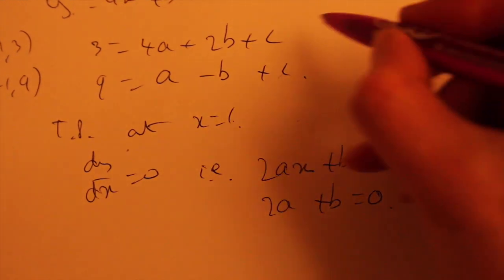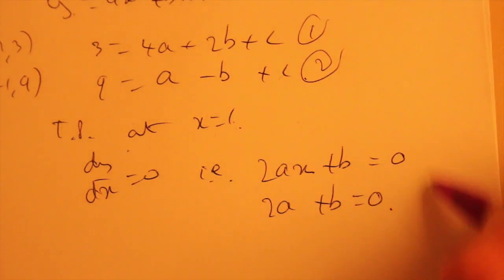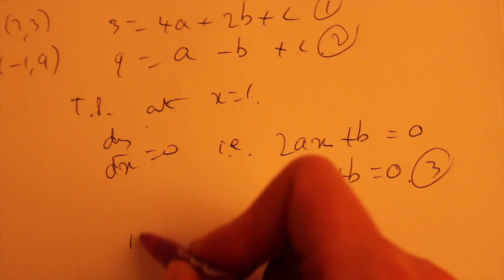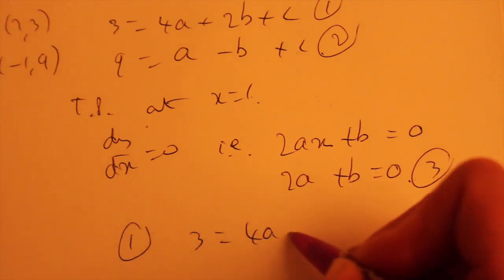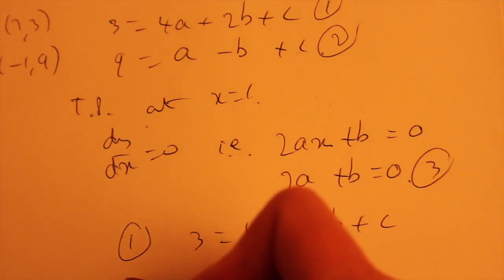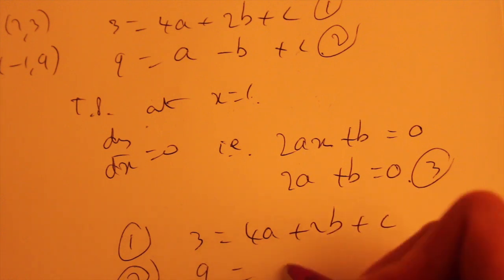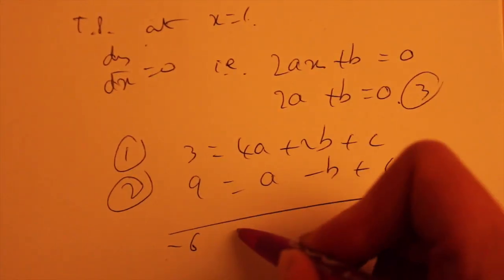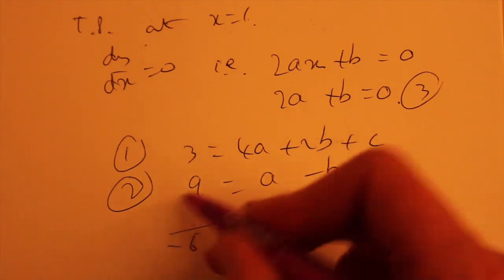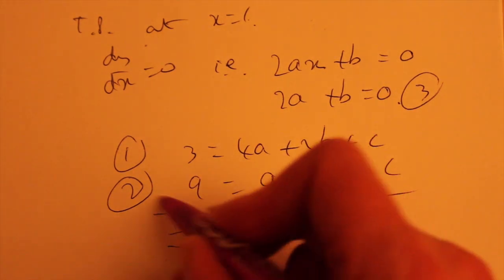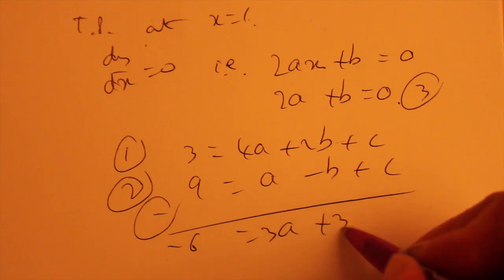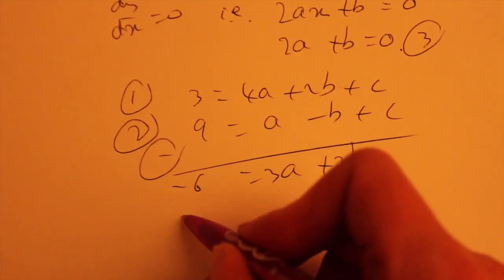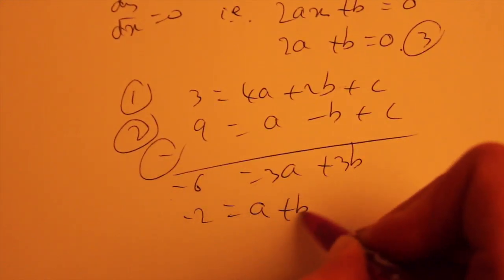Now, you have got three equations: 1, 2, 3. If I take equation 1 and subtract equation 2, I will eliminate my c. That becomes minus 6 equals 3a, minus 2b, minus b becomes plus 3b, and that's gone. Divide everything by 3 just to make it a little bit easier.